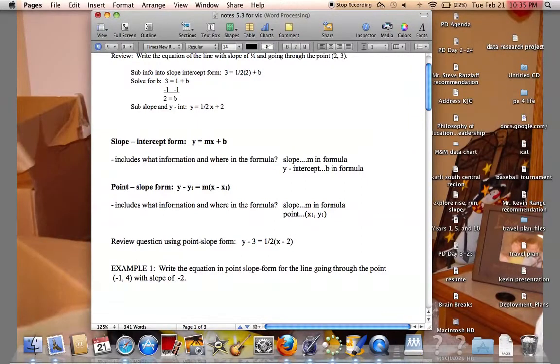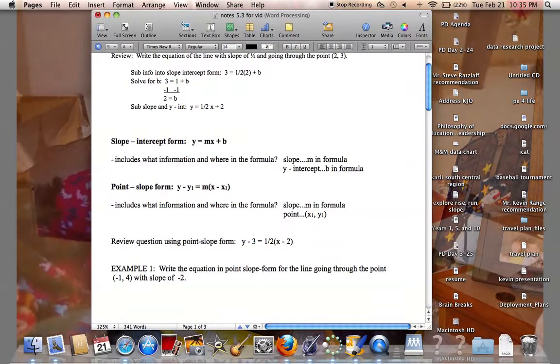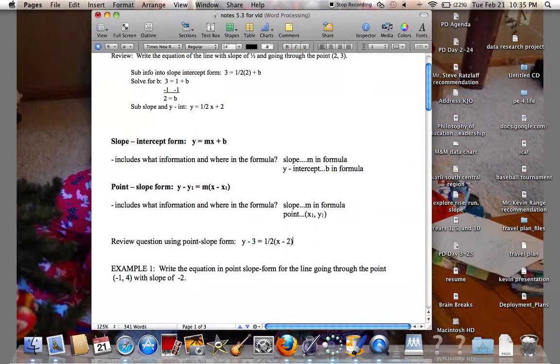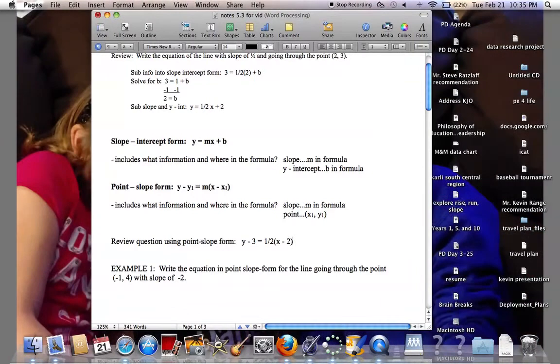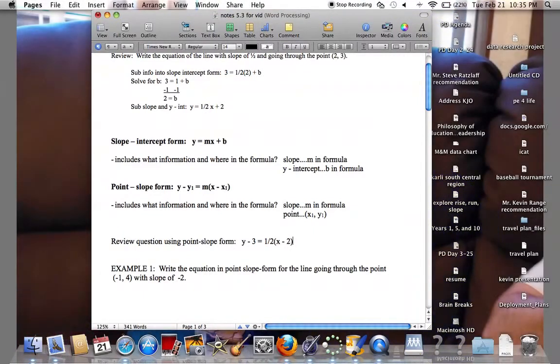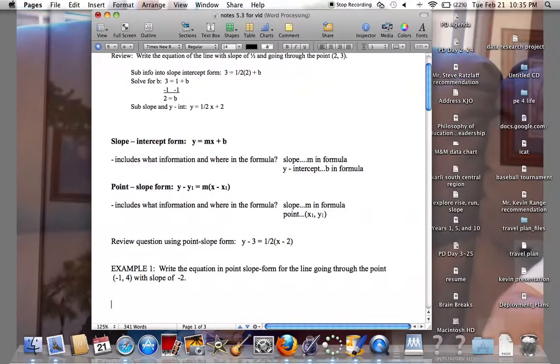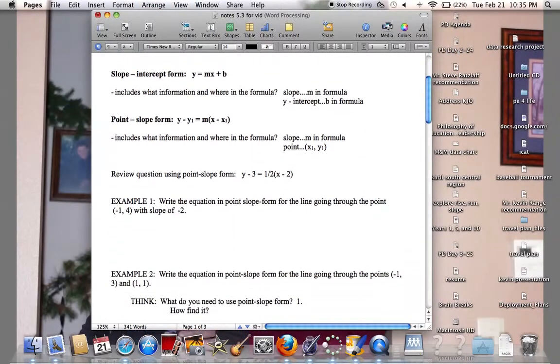And again, sometimes it's going to be acceptable to leave it like that. Sometimes we'll have to go to standard form. But for now, we just want to be able to write the equation in point-slope form. So it's very similar to slope-intercept form. If they give you the two pieces that they need, slope and a point, it's very easy to put these equations into point-slope form. That will bring us to example 1.